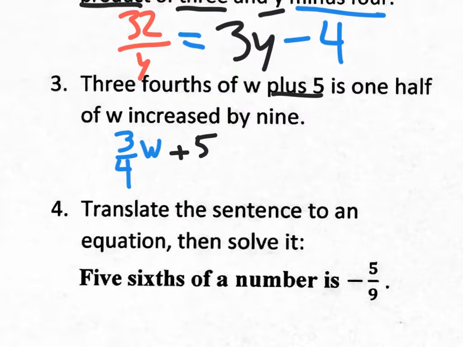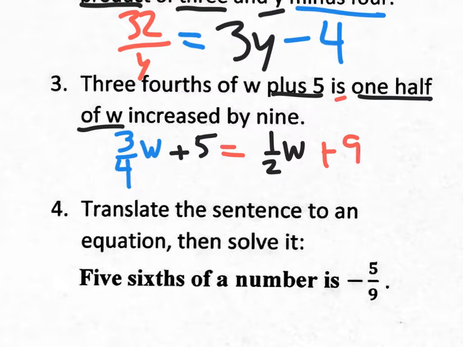It says is means equals. Now over here it says 1/2 of w. So 1/2 of w is 1/2 times w. Just like if I say what's half of 20, that's really 1/2 times 20. And then at the very end, increased by 9. We all know that increased means add 9.